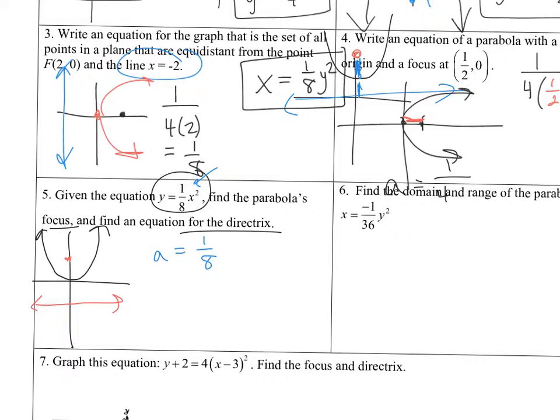So I'm going to do A, which is 1/8, equals 1 over 4C. I'm kind of going to go backwards. If I solve for c, c equals 2. So that means the distance between here and here and here and here has to be 2. So that gives me that the focus is at (0, 2), and the directrix is the line y equals -2, if that distance is 2.